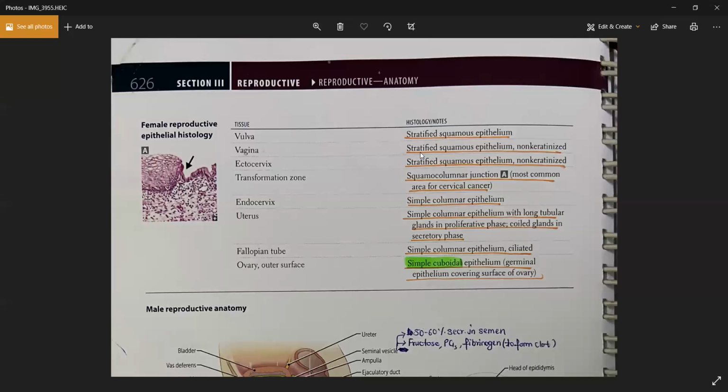Normally, you have only squamous cell carcinoma because the vagina is lined by squamous epithelium, but patients who are on DES therapy can have an adenocarcinoma. Okay. So that's about the histology. Any doubt, please ask.